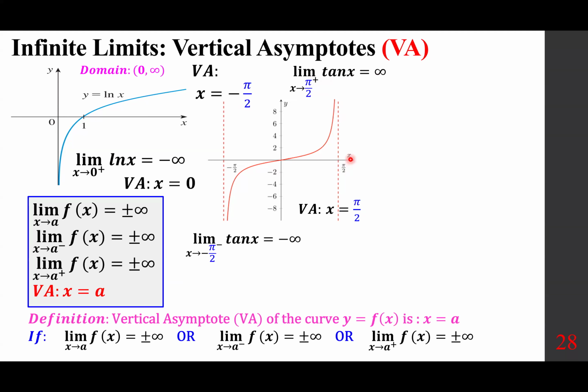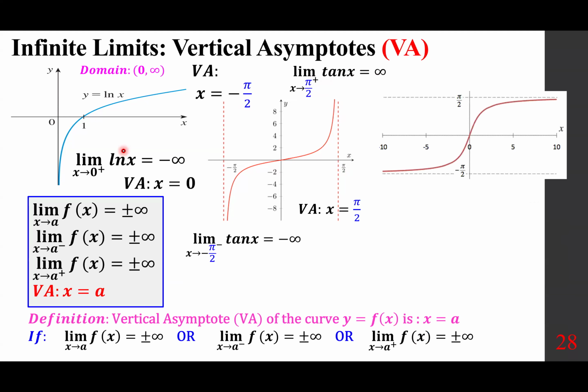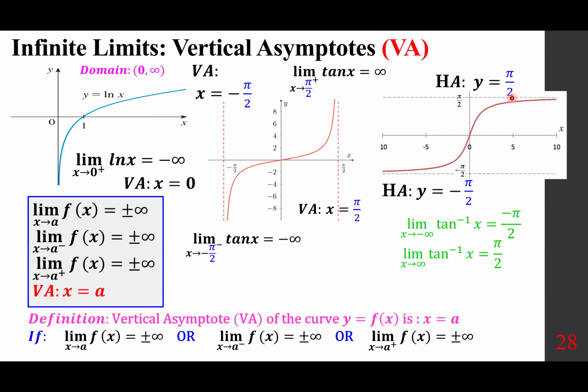And of course, as you know, tangent continues indefinitely on both sides. And that gives rise to horizontal asymptotes for its inverse. So here's the inverse tan. The limit of tan inverse of x as x approaches negative infinity is negative pi over 2. The limit of tan inverse of x as x approaches infinity is pi over 2. Therefore, the horizontal asymptotes are y equals pi over 2 and y equals negative pi over 2 by definition.